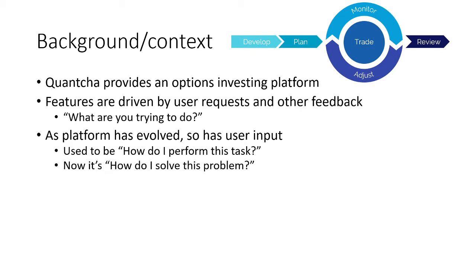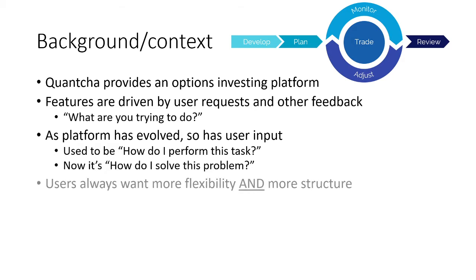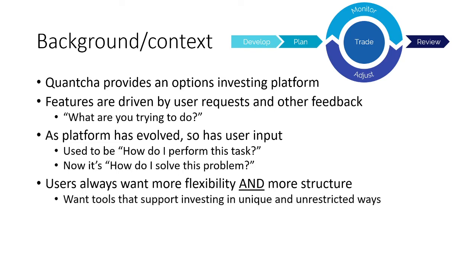And so as we've looked over the years to improve our tools to better answer those questions, we found that there really tends to be a lot of tension between the flexibility of our tools and the structure that our tools enforce. However, from the user perspective, everyone always wants more flexibility and more structure. What they want are tools that support investing in unique and unrestricted ways because, as option investors, the way we succeed is we look for opportunities where we go against the market, where we see something in the market that we think is either underappreciated or is overvalued, and we try to find ways to profit off of that. So the flexibility needs to be there to support so many scenarios that we don't even consider as product designers.